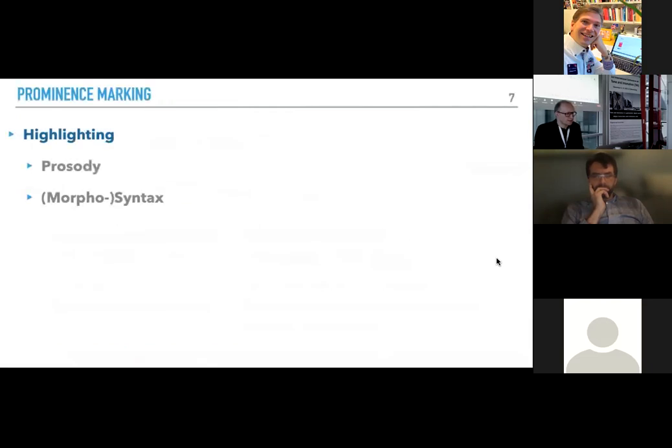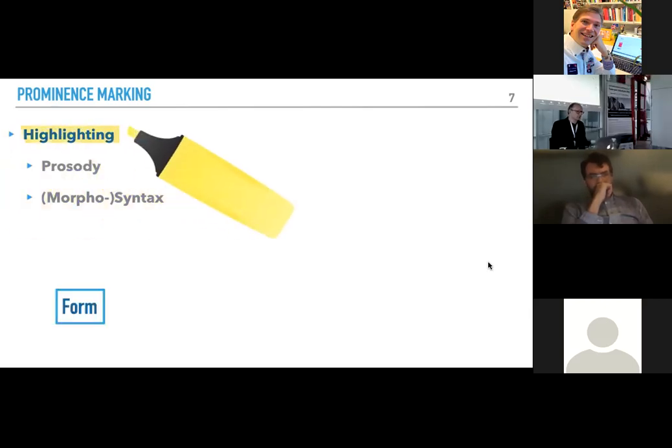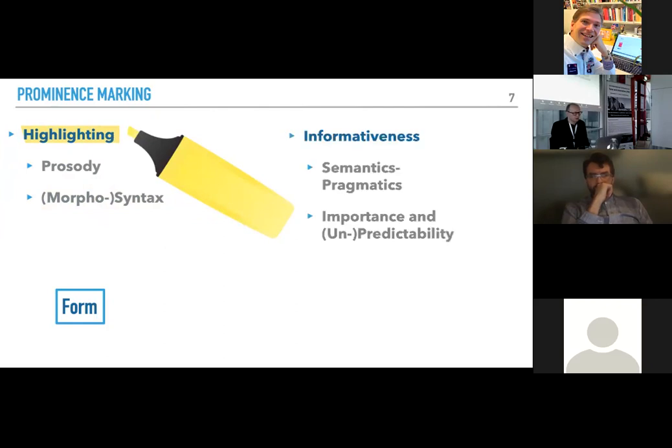Okay, as an intermediate summary, we can say prominence cueing signal-based means of highlighting are prosodic and syntactic in nature. So we can call this the formal side of an expression. And on the other hand, factors that are based on our contextual expectations and knowledge about the world and the language are semantic pragmatic in nature.